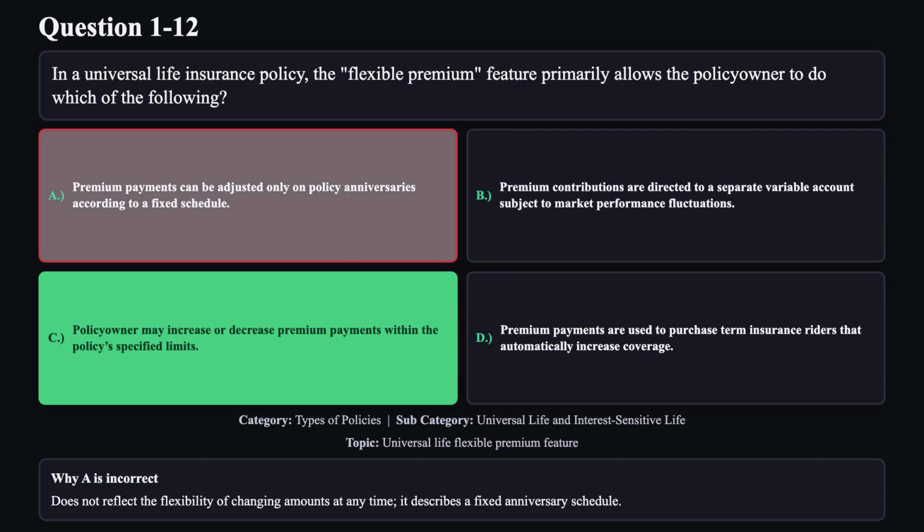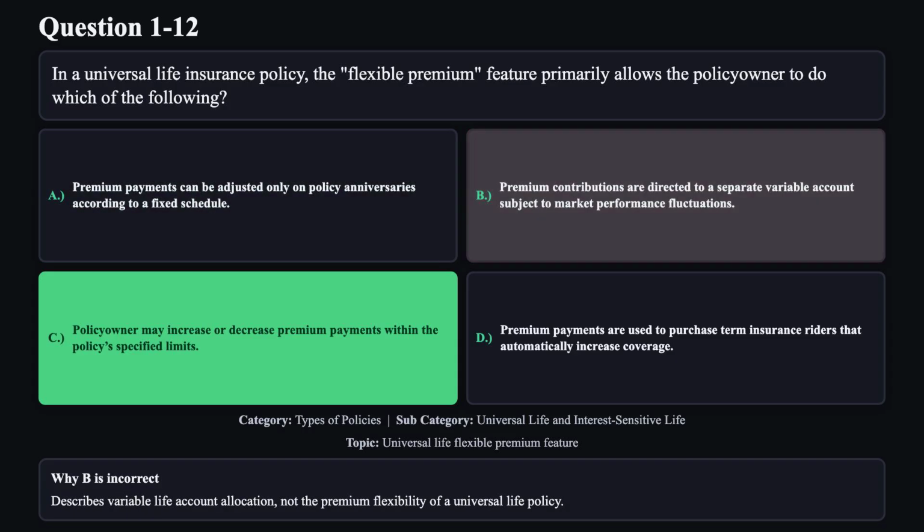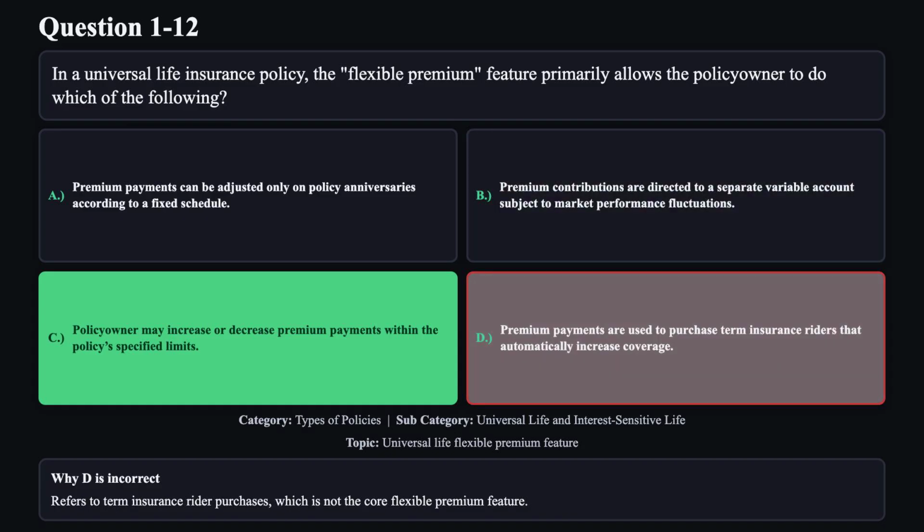Reason A is not correct. Does not reflect the flexibility of changing amounts at any time. It describes a fixed anniversary schedule. Reason B is not correct. Describes variable life account allocation, not the premium flexibility of a universal life policy. Reason D is not correct. Refers to term insurance rider purchases, which is not the core flexible premium feature.